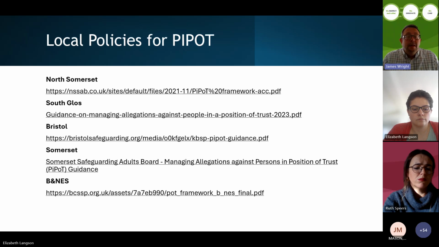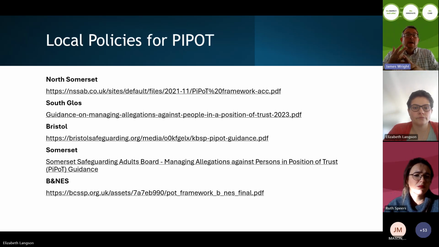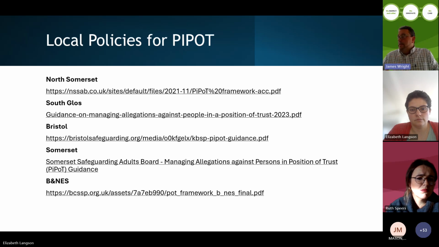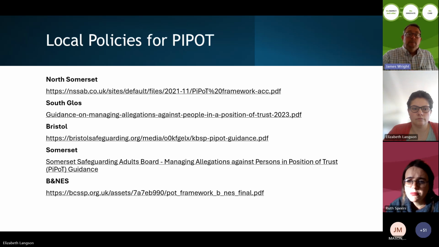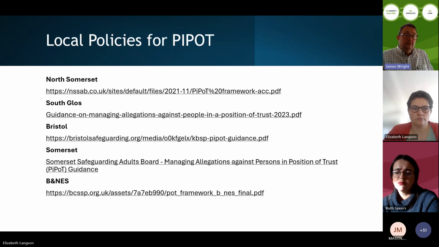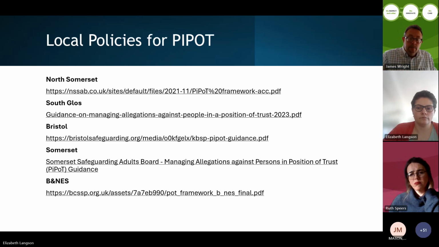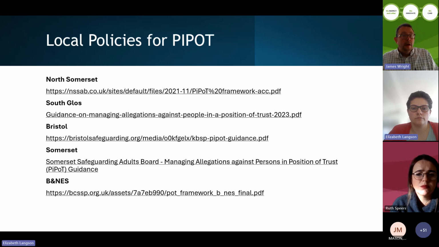If we think about that very simply, medication errors, manual handling concerns, pressure care, all relate to the behaviour of a person in a position of trust. The difference is that those actions or behaviours are directed towards a person with care and support needs. They're directed towards a person who would be considered to be an adult at risk under section 42 of the Care Act. So in those cases, we have an established process. We have Section 42 inquiries that will look into those behaviours.